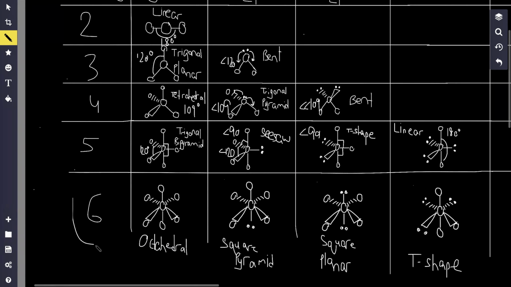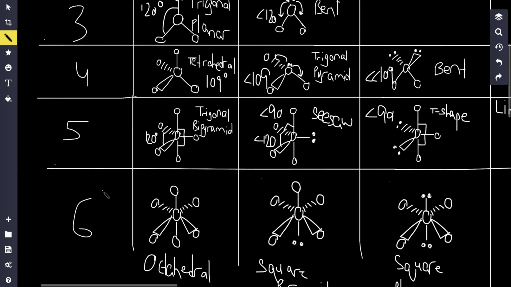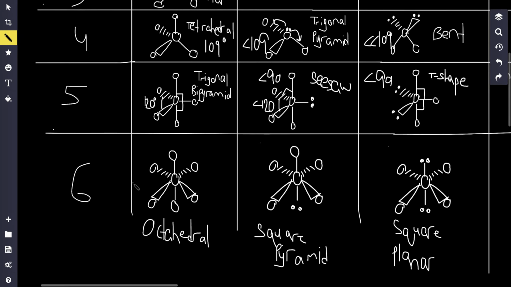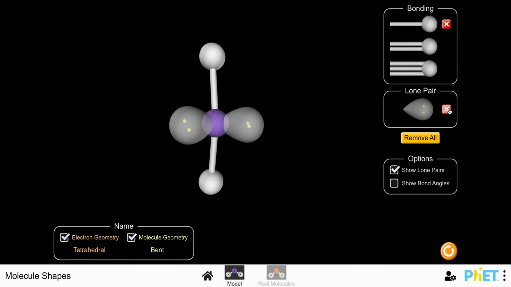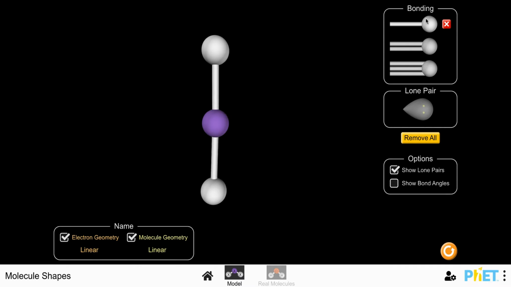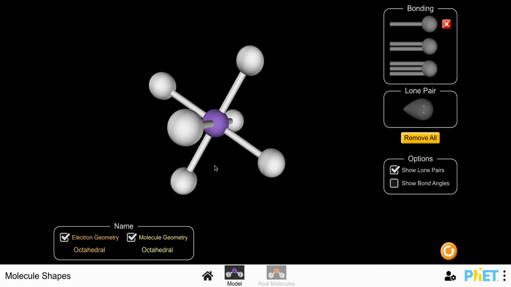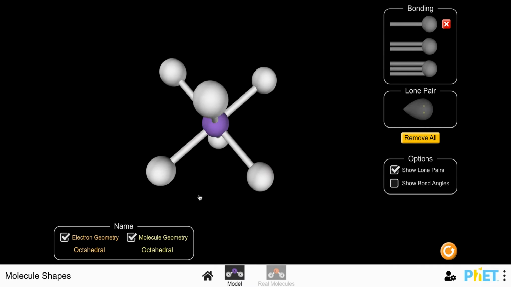All right. Now finally, let's move on to atoms with a steric number of 6. Atoms with a steric number of 6. First of all, let's just look at the original molecule. Sorry guys if I've been saying atom a lot. But let's take a look at the original molecule that has all six bonds, no lone pairs. This is going to be an octahedral.